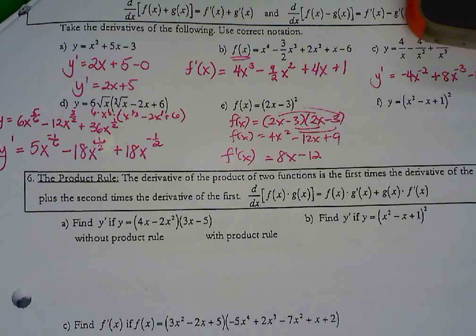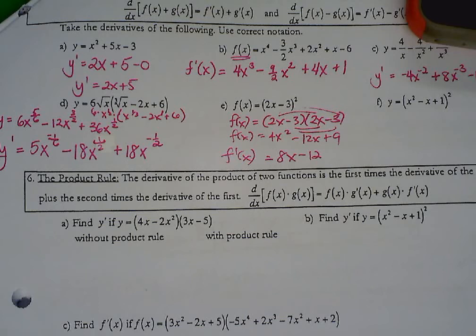Alright, that's the product rule. The derivative of a product is not the product of the derivatives. The derivative of a sum is the sum of the derivatives, right? We could just break up this function, find the derivative of each part, and add it. You can't do that with products. The derivative of a product is not f prime times g prime. So it's f times g prime plus g times f prime.